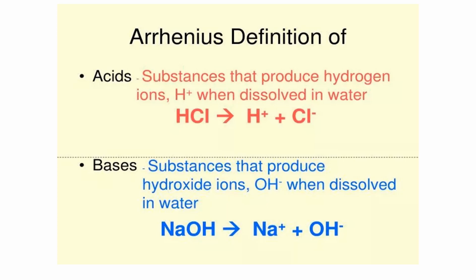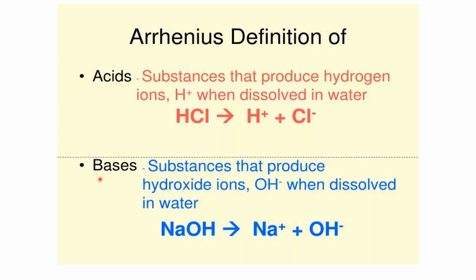Let us start first with the Arrhenius definition of acids and bases. According to Arrhenius, acids are substances that produce hydrogen ions or H+ when dissolved in water. For instance, HCl, or hydrochloric acid, will dissociate in water to form hydrogen ion. So this is the material that makes HCl an acid.